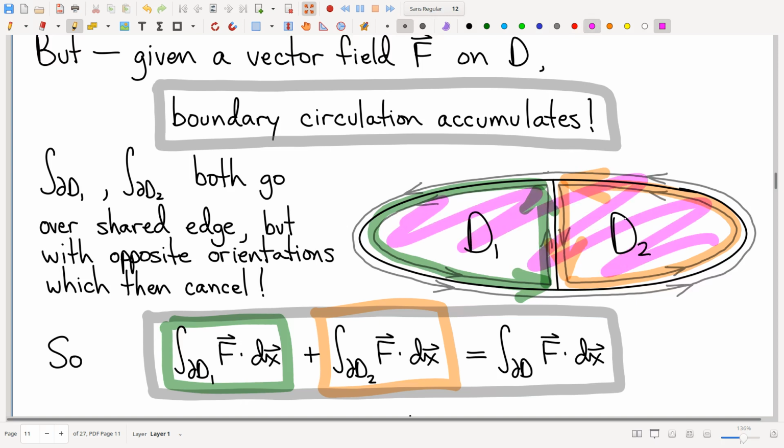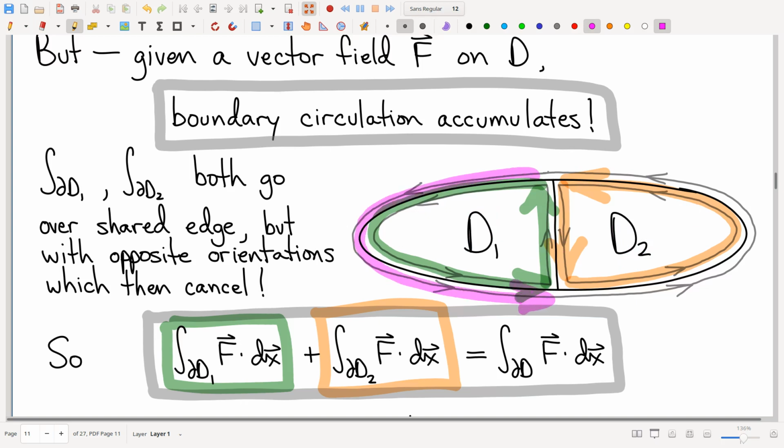Let's talk about the boundary circulation. Well, there's that piece, and then there's kind of that piece. This purple curve represents the boundary of the entire solid, like so. And I claim, doesn't look like it, but I claim that these actually add up to the same thing. Green plus orange indeed is purple.